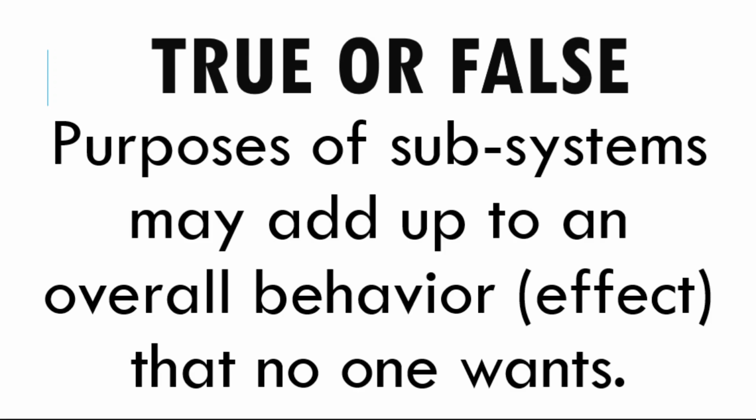yan. The purposes of subsystems may add up to an overall behavior or effect that no one wants. For example, sabi ko sa inyo, di ba kanina, merong subsystem. Merong overall system, may larger system, tapos meron siyang subsystem, tapos may sub-subsystem pa, tapos sub-sub-subsystem. So yun, so paliit ng paliit. Now, yung purposes daw ng sub or sub-sub or yung pinakamaliit na system under ng isang overall system, pwede daw mag-pile up yon. Okay? And mag-produce ng effect na hindi natin gusto or bad effect para sa bawat isa. Do you think that is true or false?